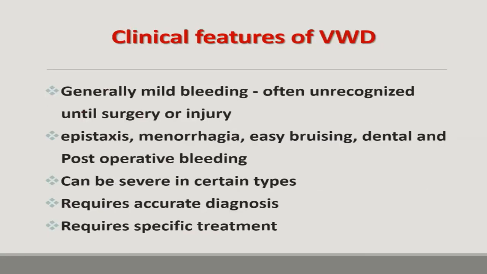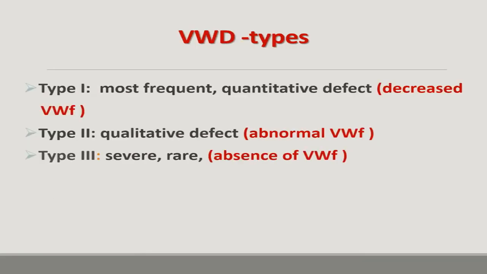Clinical manifestation: generally, the patient has mild bleeding, often unrecognized, or bleeding when he has surgery or injury. They might present with epistaxis, menorrhagia in females, easy bruising, dental and post-operative bleeding. It can be severe in certain types. It requires accurate diagnosis by using a platelet function analyzer, and it also requires specific treatment.